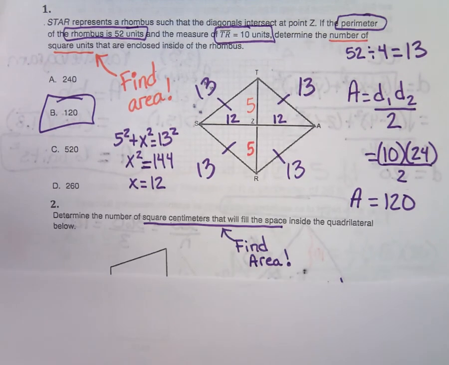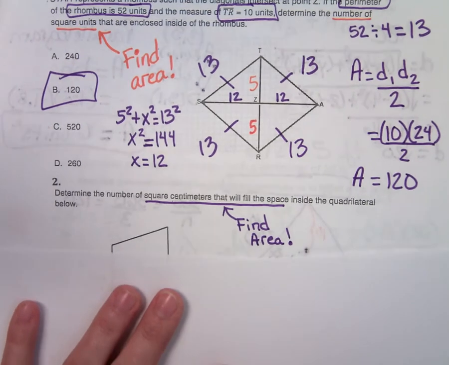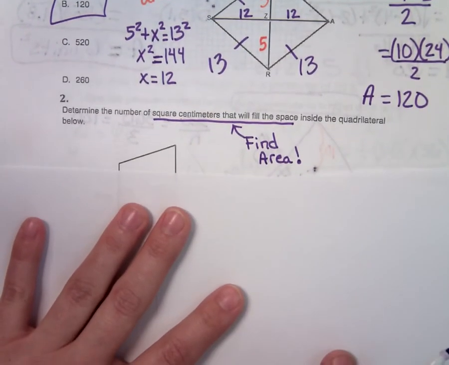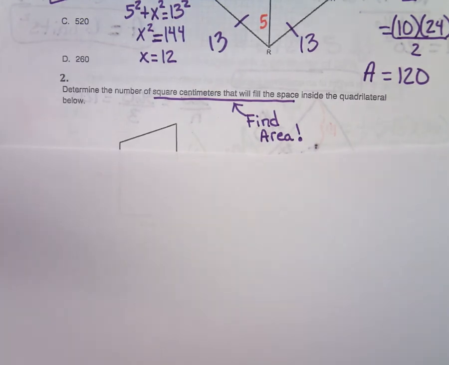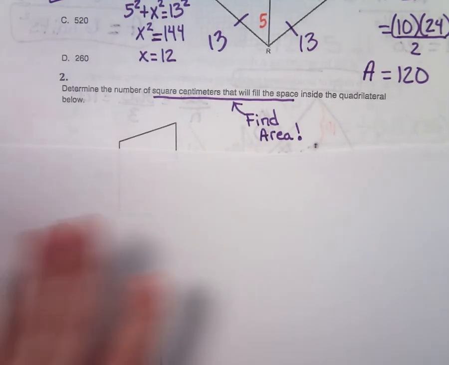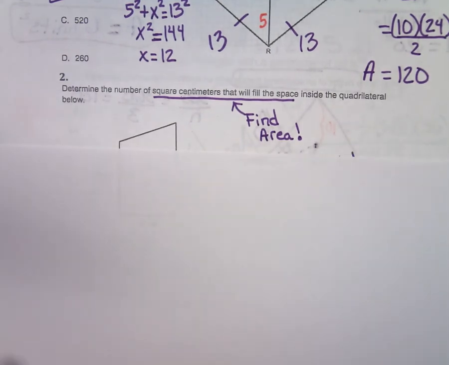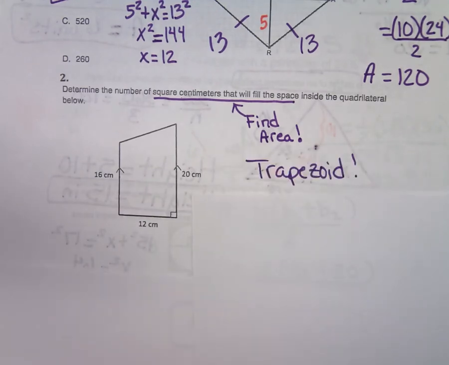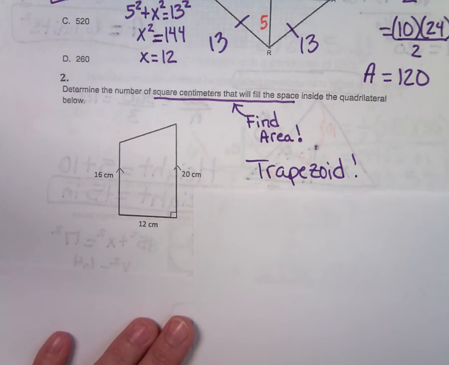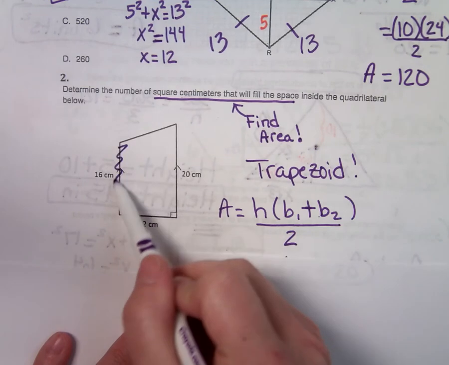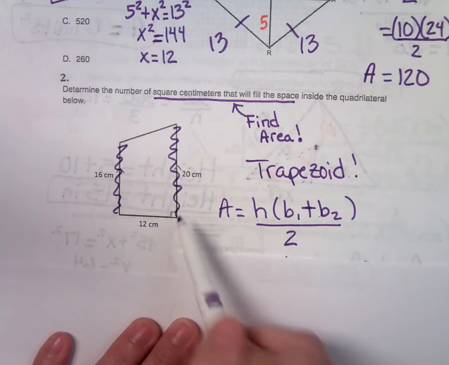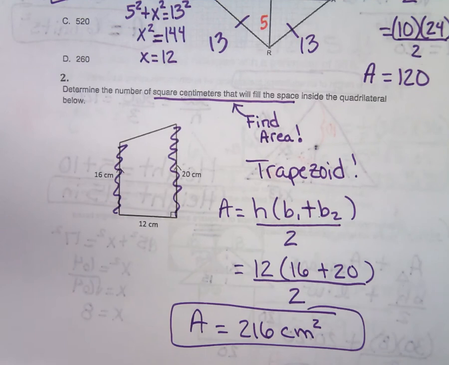Okay, number 2. When it says determine the number of square centimeters that will fill the space, I know that means find area, because area is in square units, square centimeters, square inches, square feet, and so I know that's what it wanted me to do. And so I just needed to know what shape this was, and I know that this is a trapezoid. And so to find area of a trapezoid, this is the formula that we use. And our parallel sides, those are the bases, and the height is the one that connects them. And this is what you should have got.